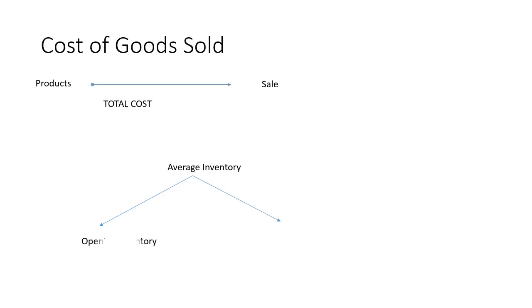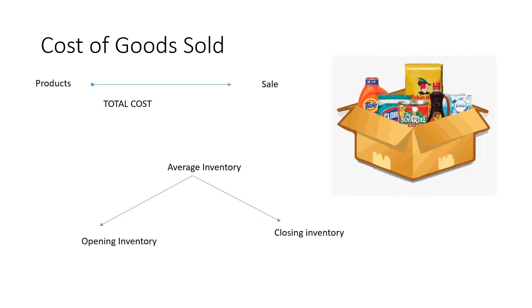Let us now understand what is cost of goods sold. So company, every time it sells goods, it incurs a certain cost. We need to find out what is that cost, and then after that we also need to know the average inventory. For that we need to know the opening inventory, that is inventory in the beginning of the year, and the closing inventory, which is inventory at the end of the year, and then take out its average.